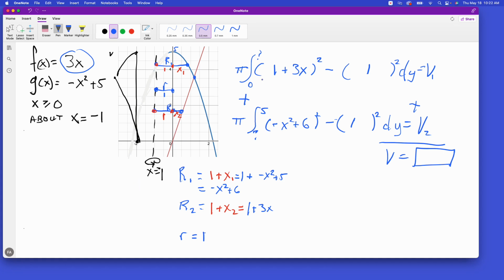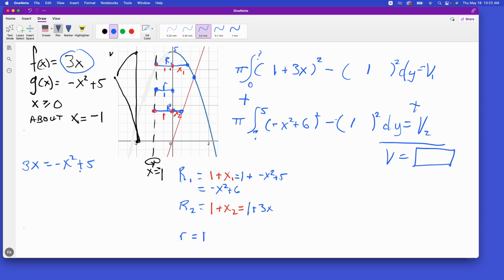Now, the only thing left to do is to figure out what this something is. I have these question marks I have to replace, but it's the exact same spot. So once I find one question mark, I found both question marks. So how do I do that? Well, what I need to do is figure out where these two equations intersect each other. So that's going to be 3x equal to negative x squared plus 5.